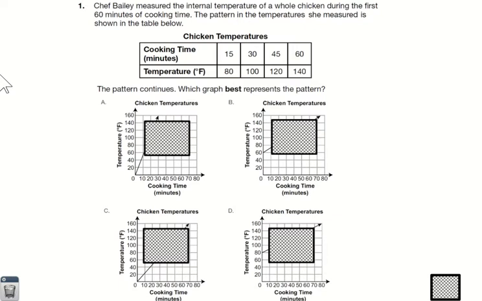Starting with number 1. Chef Bailey measured the internal temperature of a whole chicken during the first 60 minutes of cooking time. Good for Chef Bailey. The pattern in the temperatures she measured is shown in the table below. So basically we're given a table: cooking time, temperature. The pattern continues. Which graph best represents the pattern?